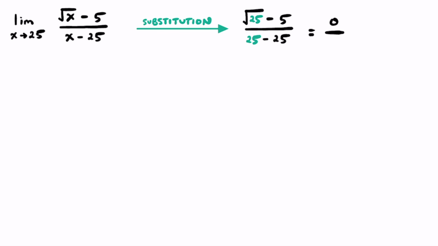And in the denominator, we have 25 minus 25, which is also going to be 0. So in this case, we can't just go ahead and use substitution. So if we can't use substitution, let's try another method to evaluate this limit.